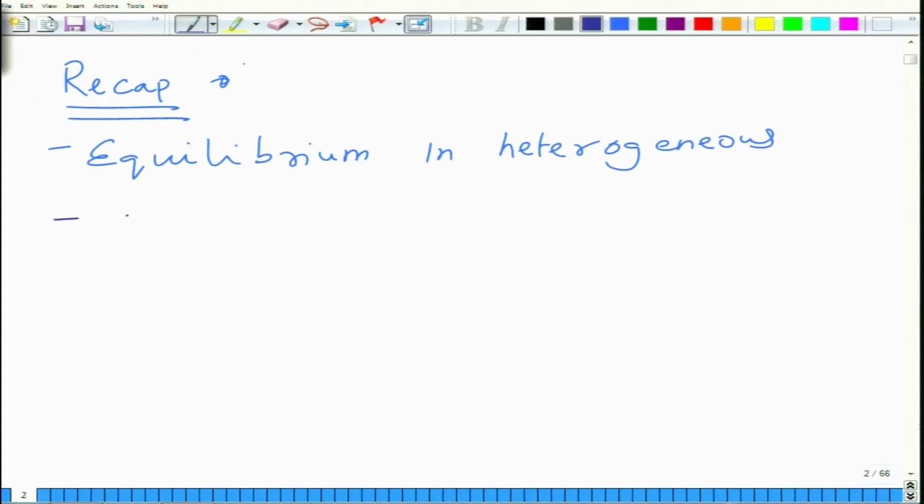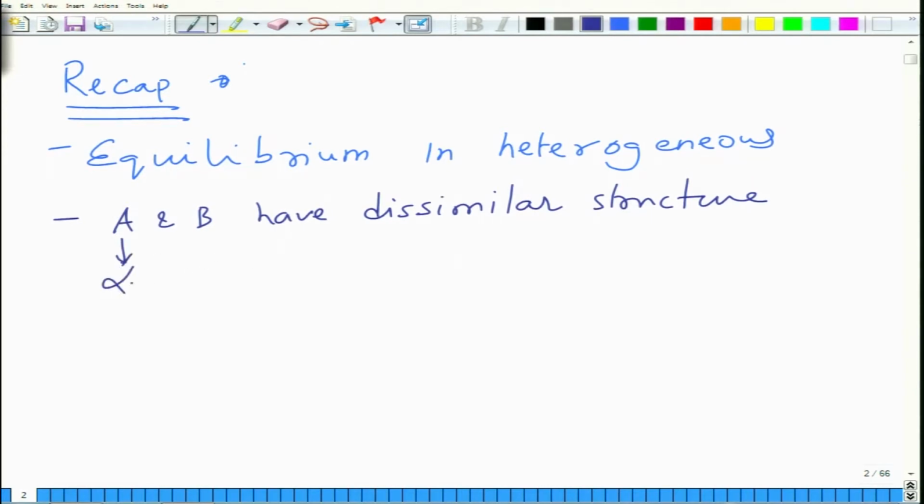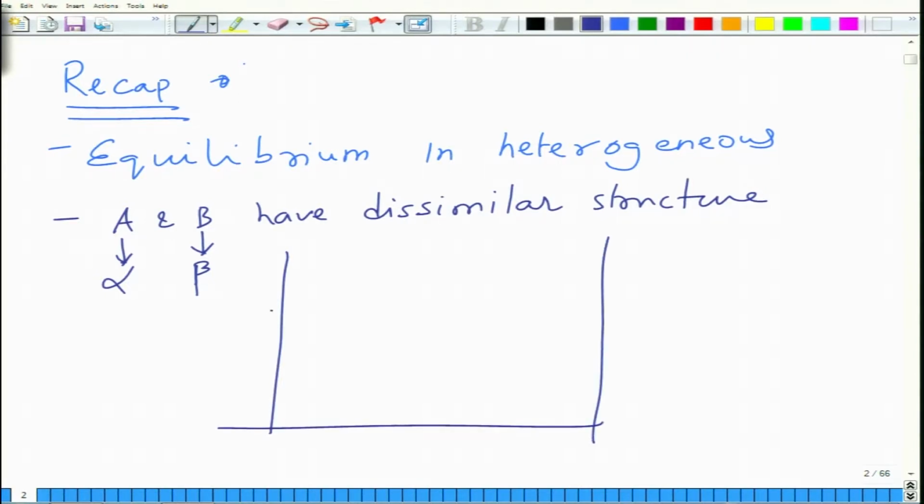So you may have situations where A and B have dissimilar structure, which means they do not make a complete solid solution. As a result, there are two phases which may exist. For instance, there may be one phase, alpha phase, which has a structure of pure A, and the beta phase which has a structure of pure B. It could be FCC, BCC, whatever, and these two phases will eventually end up having their own free energy curves.